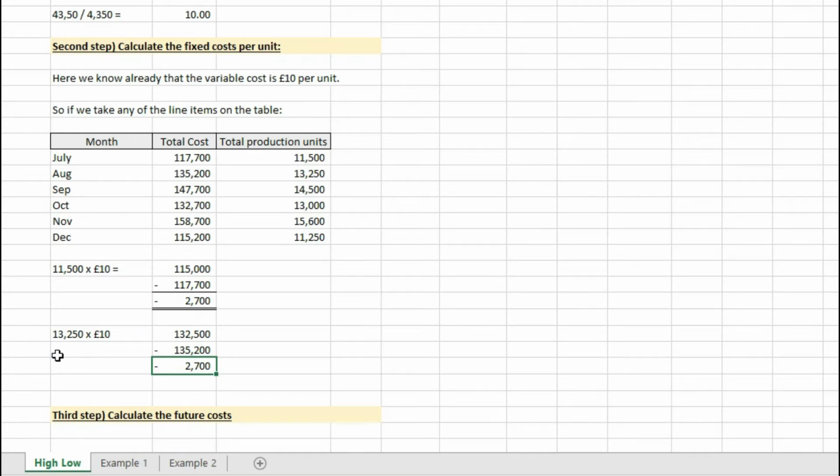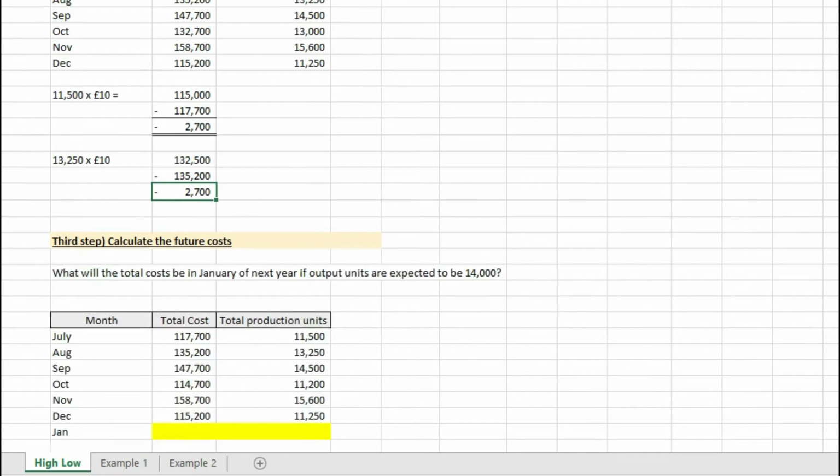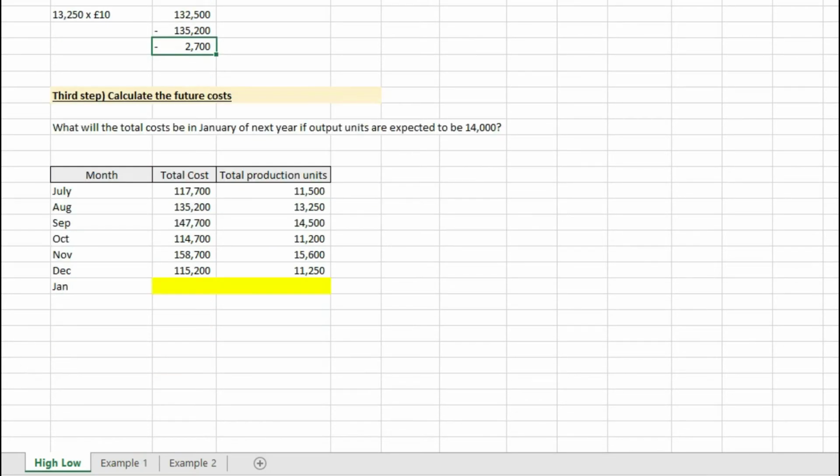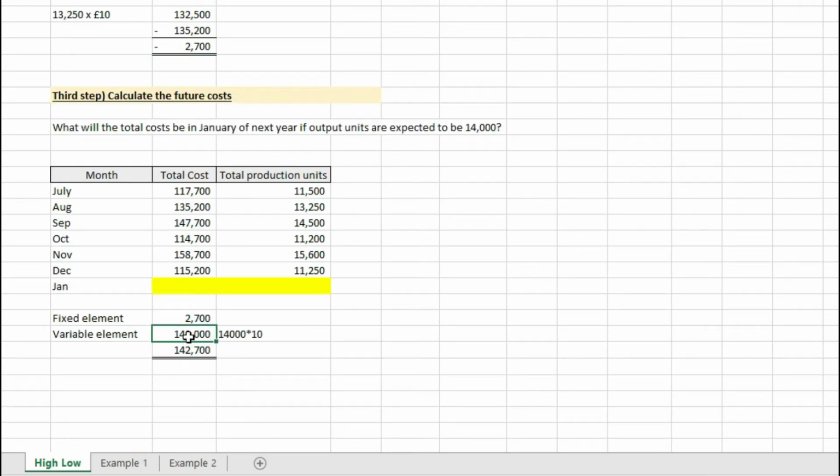Now for the third step, where we need to calculate future cost. We're being told that we need to calculate the total cost for January of next year if we have expected output of 14,000 units. All we're going to do there is take 14,000 units times 10, that variable cost, then add on the fixed cost, and that brings us to 142,700. So all we need to do is type in 142,700, put our 14,000 units in, and that is as simple as it gets.